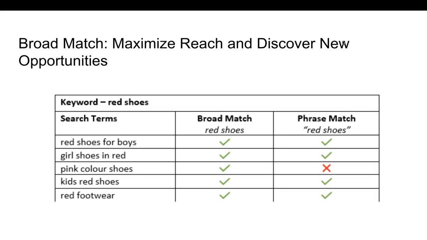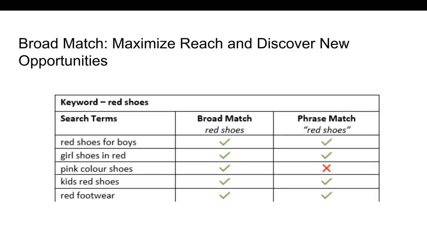So first, let's start with broad match. Broad match essentially maximizes your reach and helps you discover new opportunities. Broad match is the default, and it's a less restrictive option. When you use broad match, Google will show your ads to the widest possible audience by including searches that relate to any word in your keywords, regardless of the order or any additional terms.